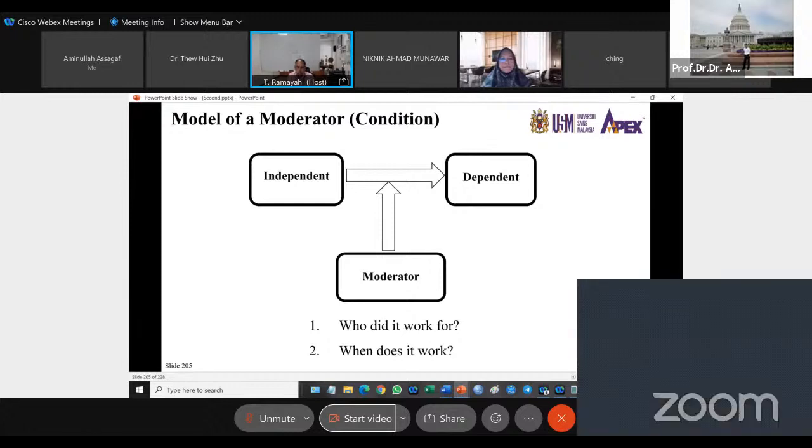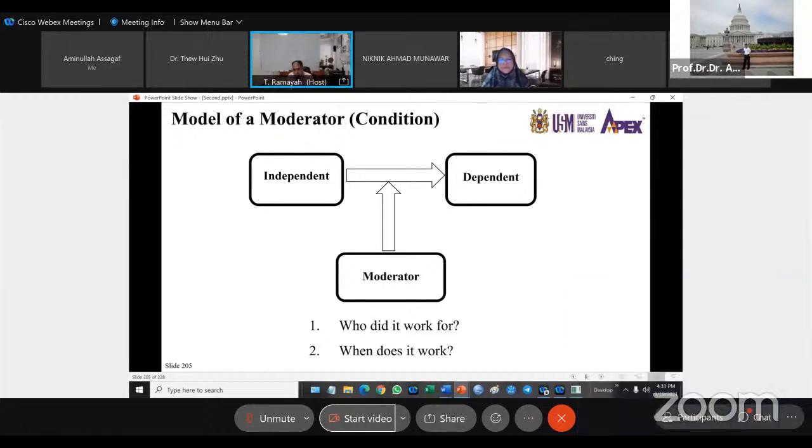So this is how you conceptualize a moderation analysis. So the moderation analysis is a 3rd variable that changes the original relationship between your independent and dependent variable. That's how moderators are visualized. Okay. When we do moderation analysis, we are trying to test 2 research questions. Who did it work for and when does it work?